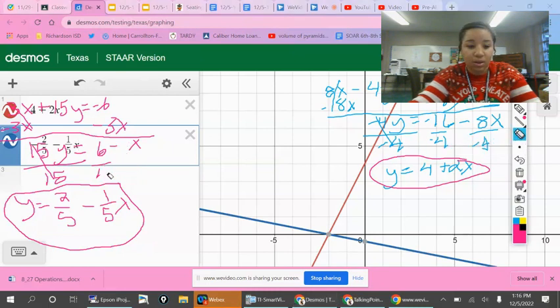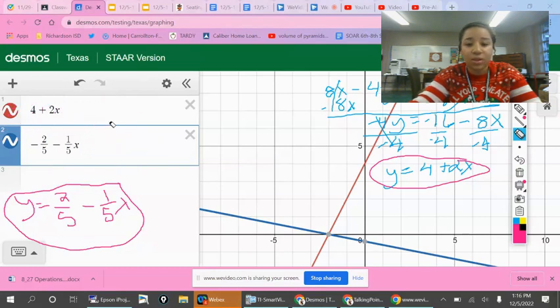Okay. So let me erase this at the top so you can see. So now that I have those two systems graphed, I can see the point of intersection would be right here. Negative 2 and 0.